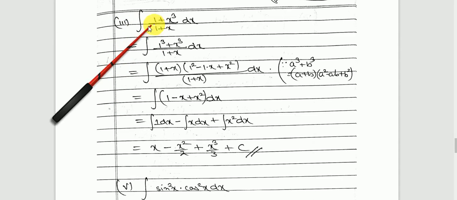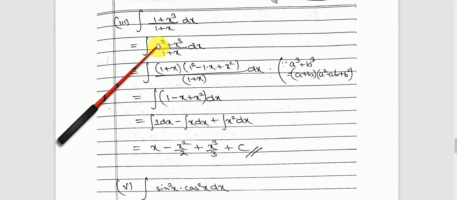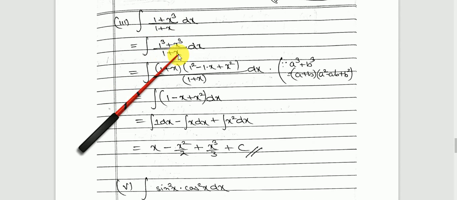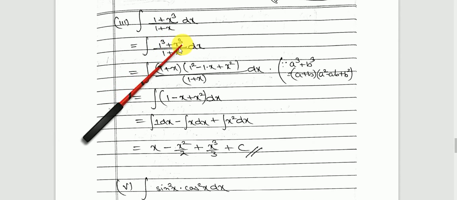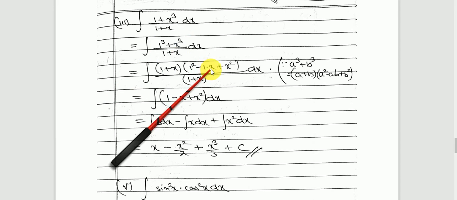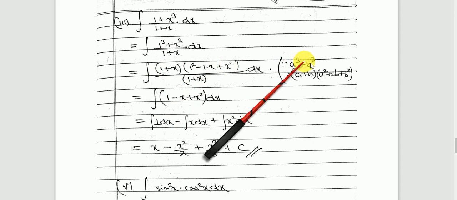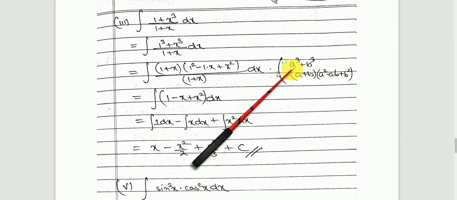Next is integration of 1 plus x cube upon 1 plus x. You don't know the direct formula for this, but here you can see that 1 plus x cube can be written as 1 cube plus x cube upon 1 plus x, and you know the expansion for this. 1 cube plus x cube can be written as 1 plus x, then 1 square minus 1 into x plus x square. Again, down you have 1 plus x. This numerator is written by the formula a cube plus b cube is equal to a plus b into a square minus ab plus b square. You have to remember this formula.